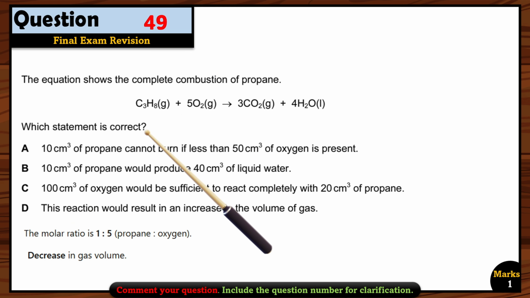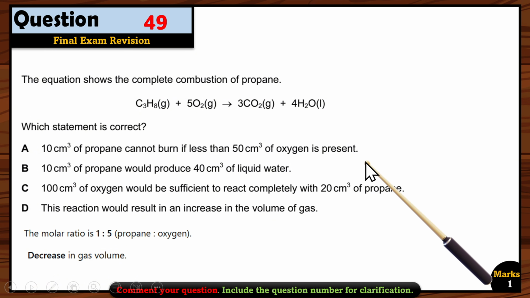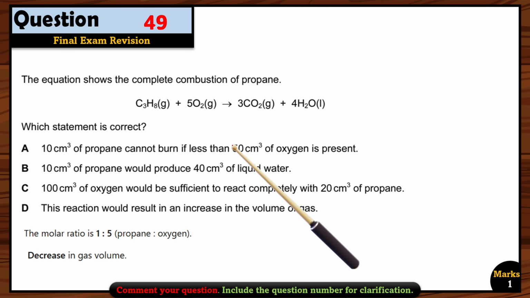Question 49. The equation shows the complete combustion of propane. Which statement is correct? Now we have to look at each statement one by one. 10 centimeter cube of propane cannot burn if less than 50 centimeter cube of oxygen is present. When you look at these questions, they are talking only about the volume, and these are all gases. So we can easily compare their moles because the question is related to the volume, and then we can easily find the moles. So from moles we can find the right statement.